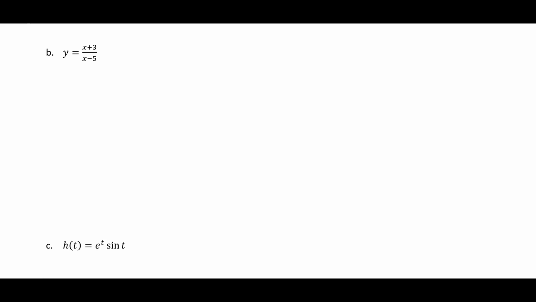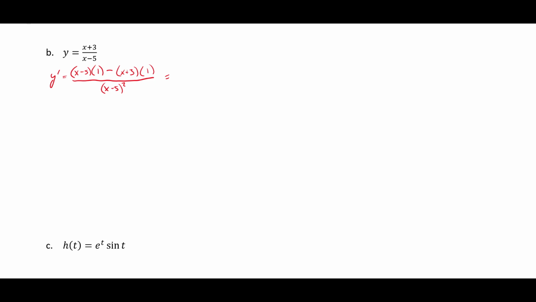Alright, next one. So y equals x plus 3 over x minus 5. Again, the first step is to find y prime. So y prime is equal to low d high, so now we're using the quotient rule. So the denominator, x minus 5, times the derivative of our numerator, 1, minus high d low, so minus x plus 3, times the derivative of x minus 5, which is 1, all over x minus 5 quantity squared.